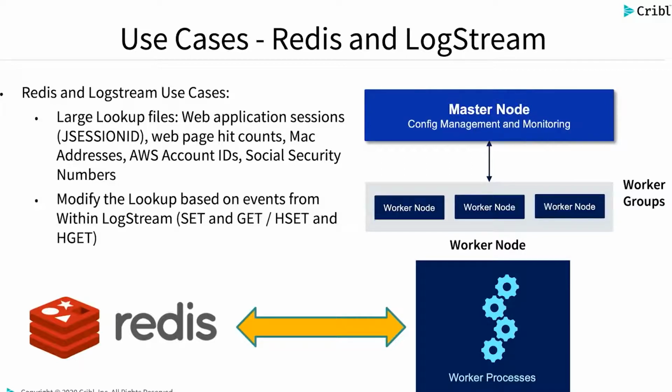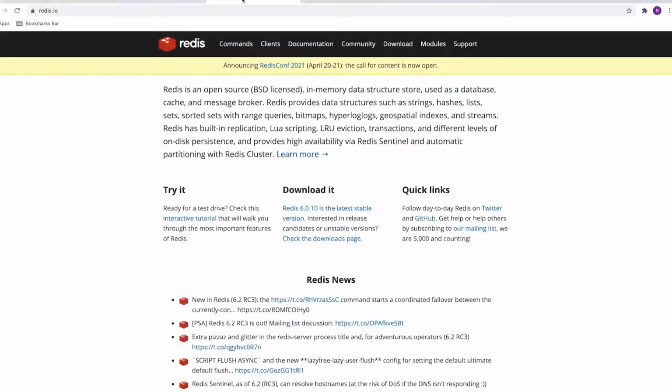Also, another set of use cases that we can see here is that within LogStream, inside of the Redis function, we can do a set and a get, or hset, which is a hash set, and a hash get, which means that we can actually modify the Redis in-memory database from within LogStream. So this is a really nice capability that this integration gives us.